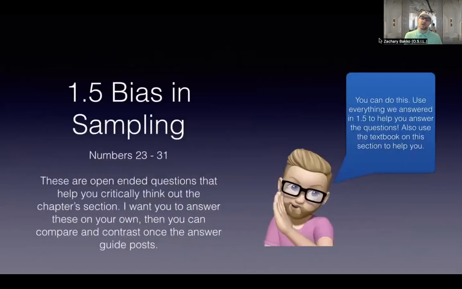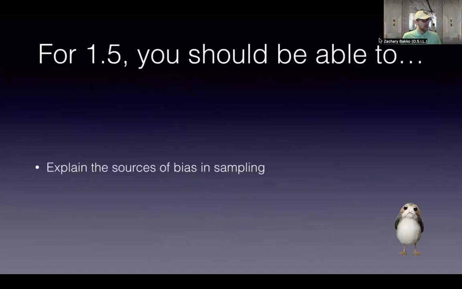Okay, so for again, numbers 23 through 31, those are the open-ended questions that I want you to think critically about. You can compare and contrast your answers on the answer guide for them. I would suggest doing those first. However, if you need to look at the answer guide first, that works too. So just know you can do this. I believe if you're watching this video, you are capable of answering these questions. Use everything that we answered within 1.5 to help you, and the textbook is also a great resource because there might be some things that could be further expanded on within just the 1.5 section. Don't read all of chapter 1, but just go to 1.5 and read that section to help you with those if you need. Skim.